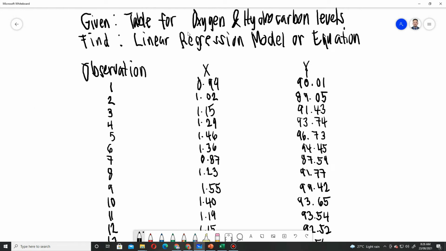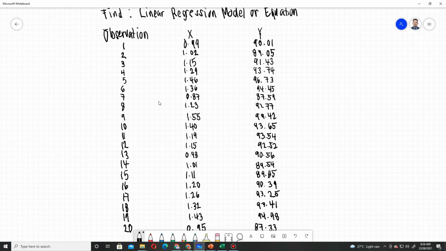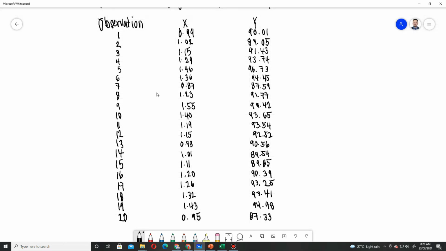Given is the table for oxygen and hydrocarbon levels, and we are to find the linear regression model or the equation for this problem. We have 20 observations, and x is the hydrocarbon level in percentage. X is our independent or predictor variable, while y is the purity level percentage. Y is the dependent response variable.